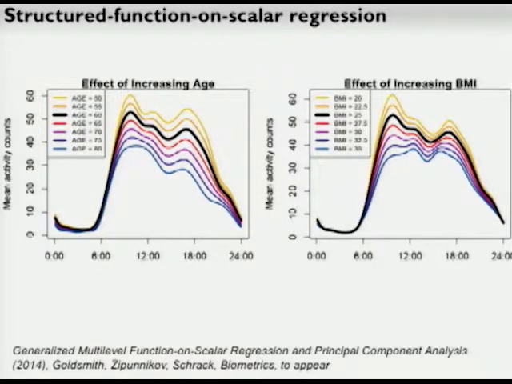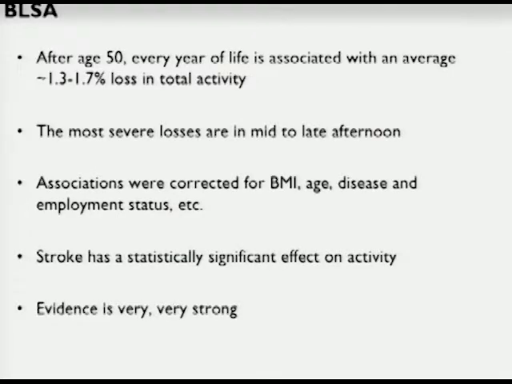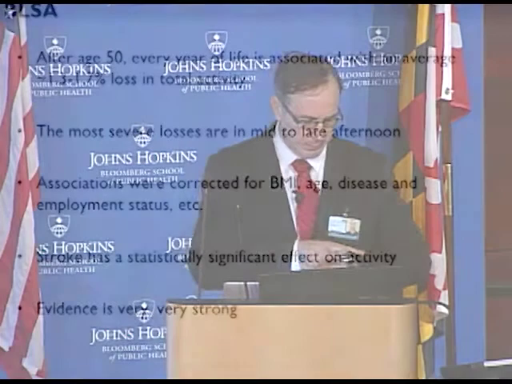than in mid-morning. Interestingly, BMI has a different effect. So this is BMI 20 to BMI 35. You see that about a 2.5 increase in BMI is kind of comparable to about 5 years of age, at least for this type of data. And interestingly, there is more effect in the morning. So in the paper with Jennifer Schrack, we found that there is an average loss of between 1.3 and 1.7% of activity per year on average. The most severe losses are in the mid to late afternoon. Probably the last message, do not trust your calorie count.